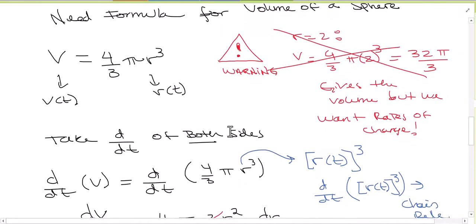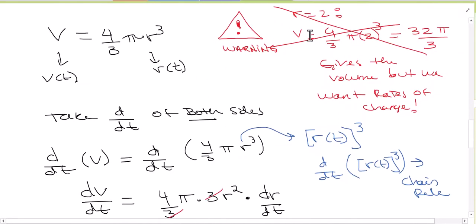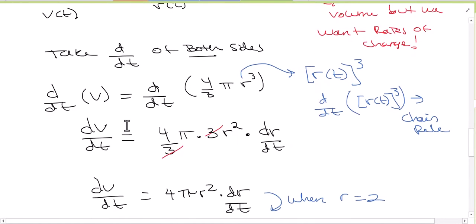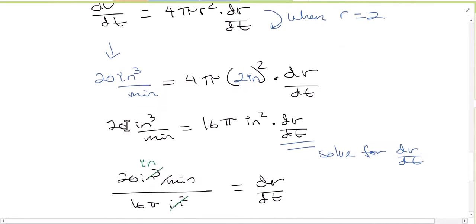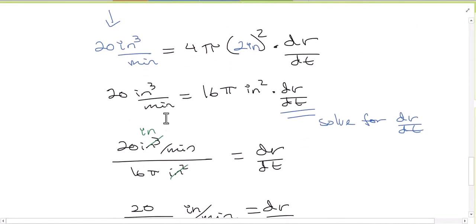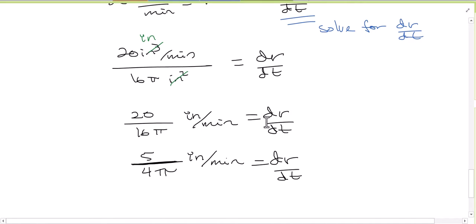So we need the formula. Once you have the formula, don't plug in anything at the beginning. Take the derivatives with respect to the variable needed, and then you start plugging in once everything is simplified, because now you're going to have rates of change.